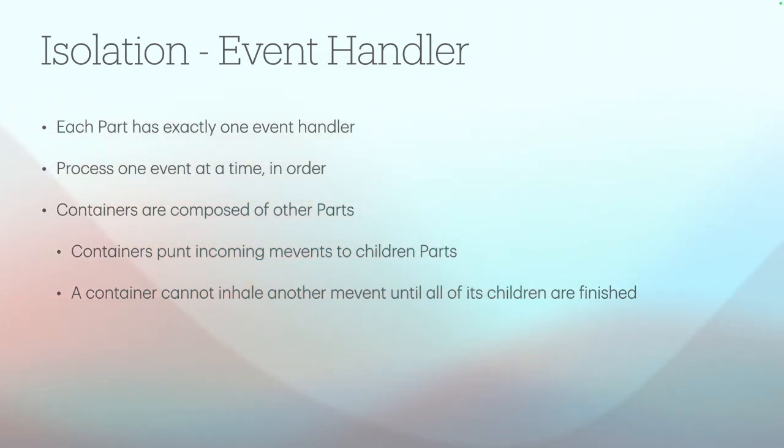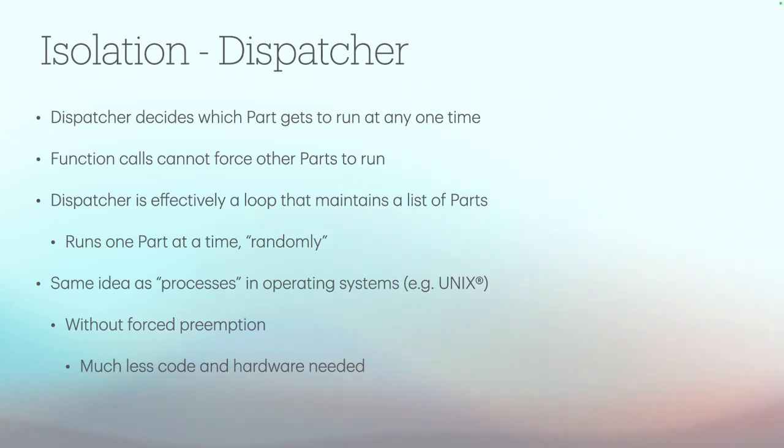Containers are composed of other parts and punt incoming messages to children parts. A container cannot process another message until all of its children are finished. The dispatcher decides which part gets to run at any one time. Function calls cannot force other parts to run. The dispatcher is effectively a loop that maintains a list of parts and runs one part at a time. This is similar to processes in operating systems, but without forced preemption and requiring much less code and hardware.